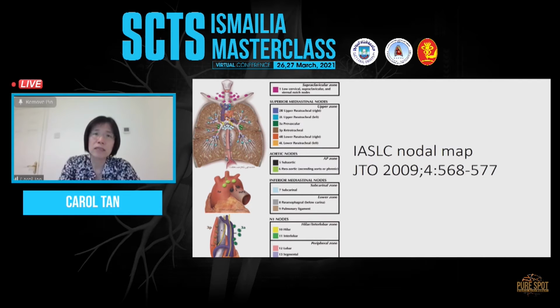You've also already seen this. This is the nodal map that has been proposed to unify two different previously used nodal maps, the Naruke map used by the Japanese and the Mountain-Dresler modified ATS map. This divides the lymph nodes into 14 stations. The mediastinal lymph nodes are from 1 to 9, and the hilar nodes are from 10 to 14. They've also proposed classifying nodes into different zones to aid further analysis of prognosis for the future.